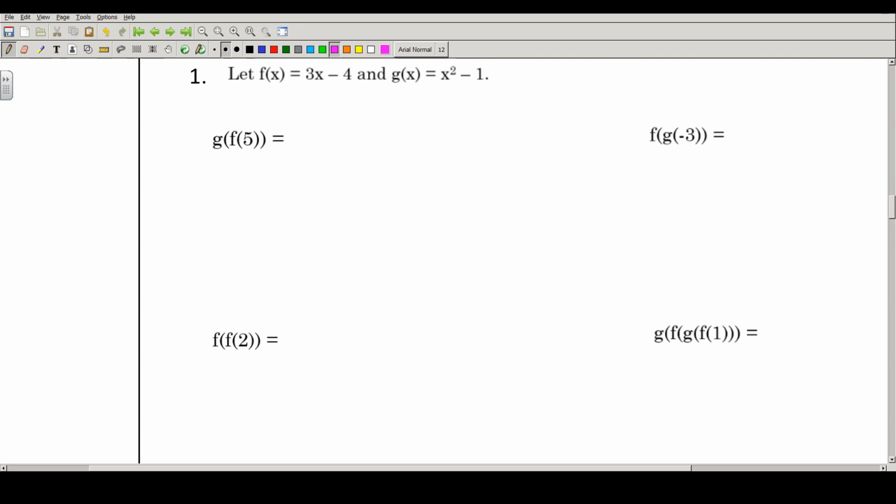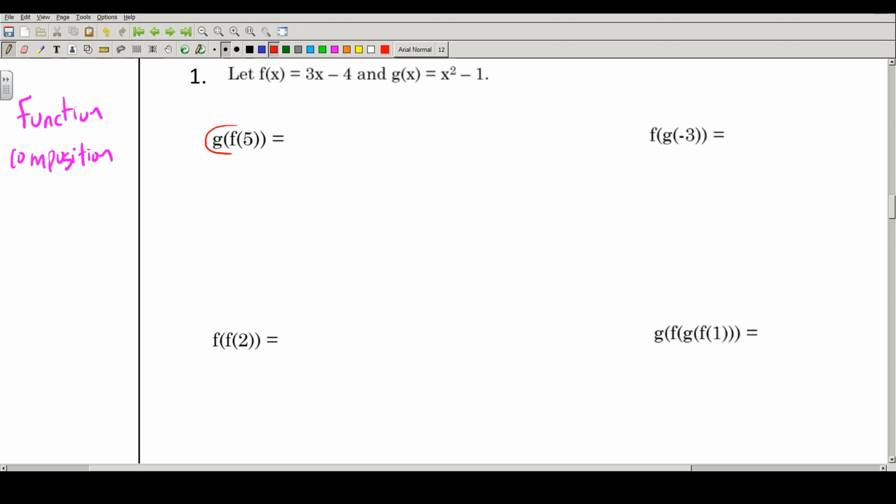All right, so we're going to look at something called function composition. So what that means is I have two functions here in this problem, f of x and g of x, and they both do different things. They have different rules.